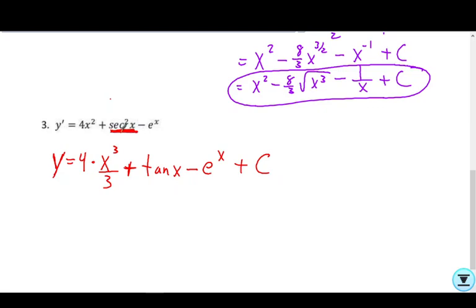So again, especially the trig functions, some of those you either know because you know the derivative, or you're not going to know it. There's no other way. So you're going to have to go back over your derivative rules if you forgot any of them.